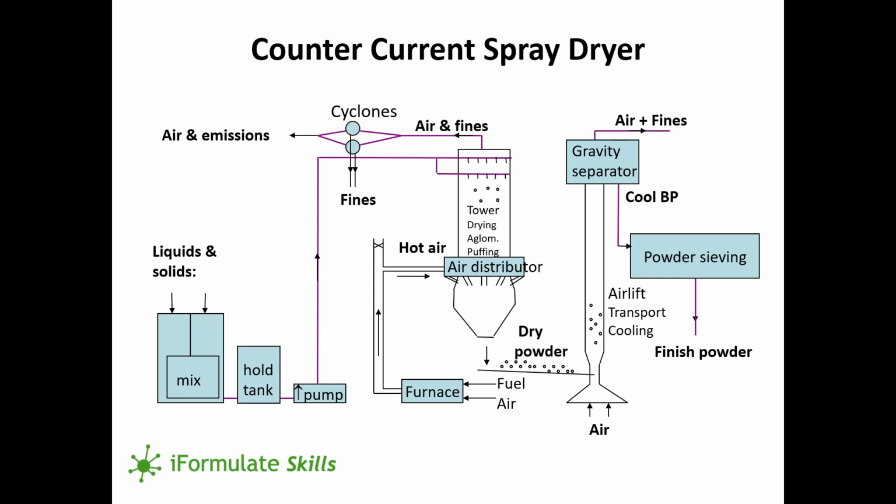And here's a schematic of a countercurrent dryer. Just wanted to point out the differences here. Here again is your liquid inlet and atomization into the tower at the top. The difference here being that you've actually got hot air coming in the bottom, and here in the middle of the tower is where you get the drying and the agglomeration, and then you get the larger particles out of the bottom of the tower as before.